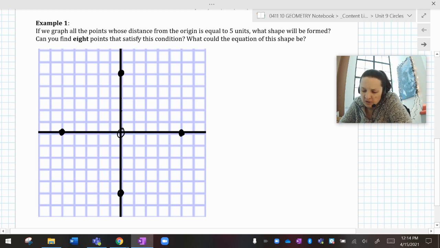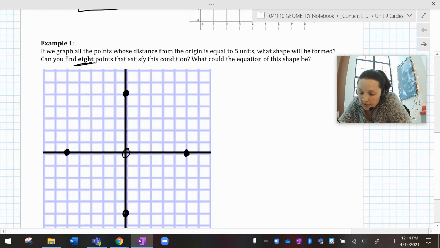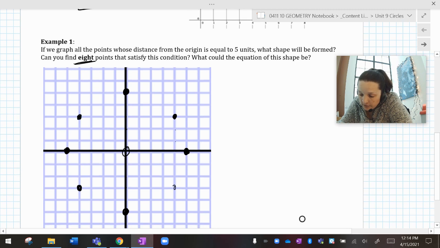What kind of shape did I make? Well, if I were to connect those, I could kind of see a square. But it said I should be able to find 8 points. Oh, yeah. We just said you could go over 4 up 3 or over 3 up 4 and also get a length of 5. So I'm going to do that. Over 4 up 3. There is a point that's 5 units away. Or I could do over 4 down 3. That'd work too. And now I have the 8 points.